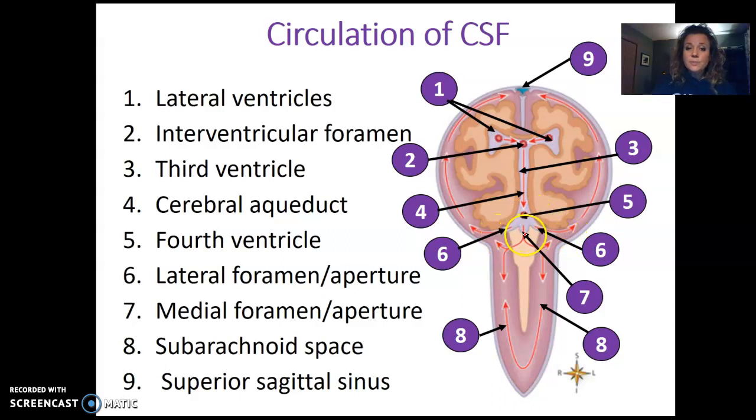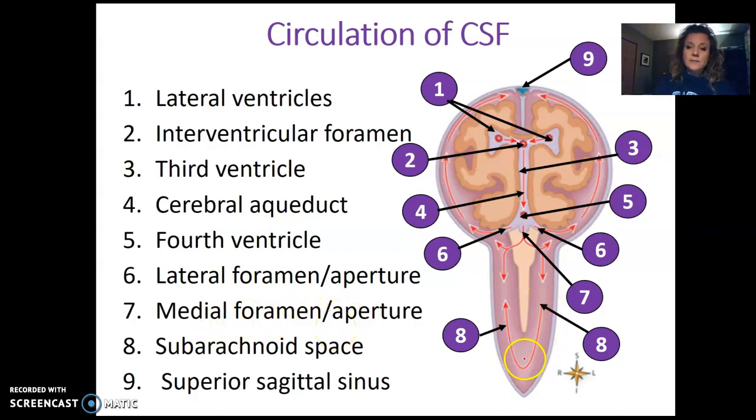Number seven is pointing to the medial foramen or the medial aperture. And you have to think of number seven as allowing the cerebrospinal fluid to flow out at you. Imagine this as being three-dimensional. And so the cerebrospinal fluid is going to bathe the outside of the spinal cord by coming out of the fourth ventricle from the medial foramen slash aperture.